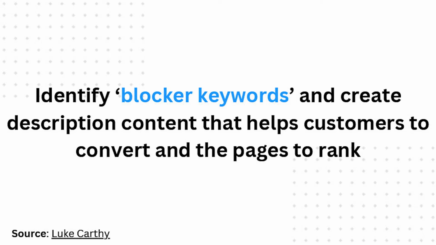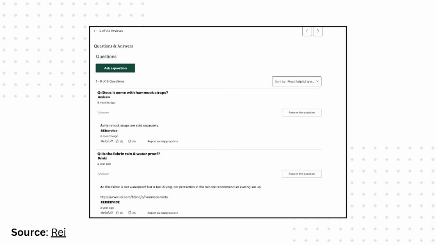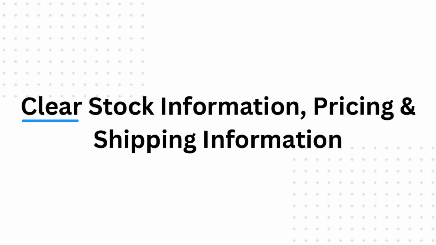The other thing is to identify blocker keywords. So keywords that people are potentially searching for, but it's stopping them from purchasing because they need a little bit more information. An example of this is around hair toner. People are asking questions like, how long does toner last? What does a toner do to your hair? Does it damage your hair? Answer these questions on your product pages and you're going to potentially convert more people because they're not having to go to all of these different places to find those answers. And REI, I've heard many different ways to pronounce this, but they have a great questions and answer feature. This is actually all UGC questions, but you can set this up yourself in terms of FAQs too.